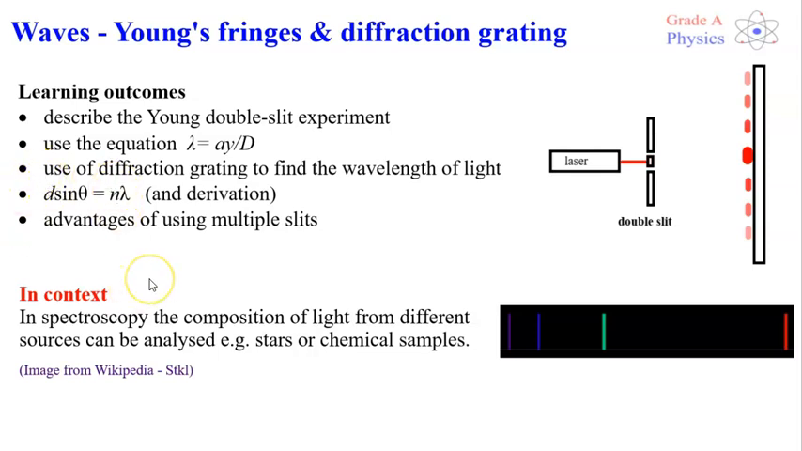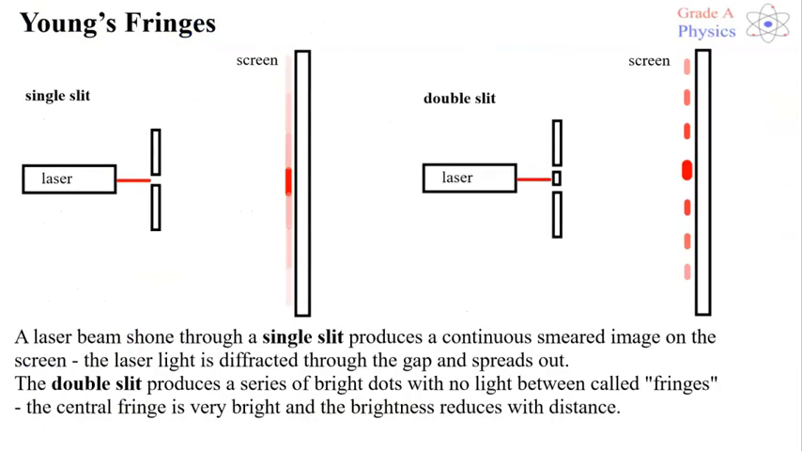The context of this would be spectroscopy. There's lots of different types, but just focusing in on optical spectroscopy. This is used for a whole range of things, including analysing light from stars in order to work out what elements are inside the stars, and also analysing chemical samples. So what are Young's fringes?